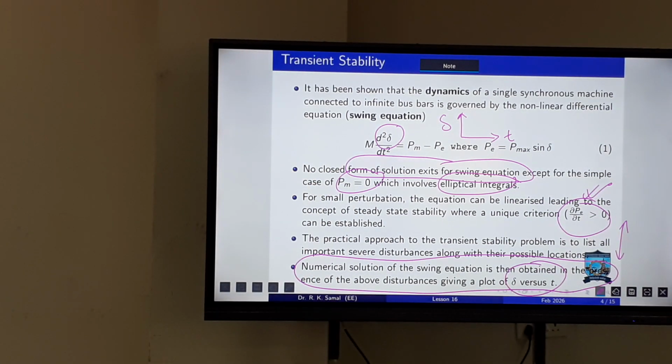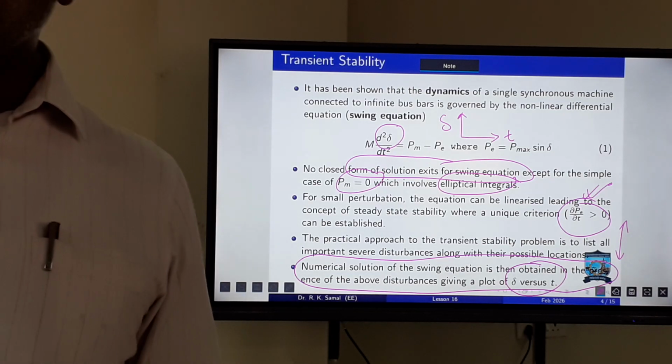What does transient stability give you? It says list all the contingencies, mostly the three-phase faults that are appearing on the circuit. After you apply the circuit fault, then find out the delta versus T. We'll see problems in the next two classes, how it is done. One problem you are already solving.